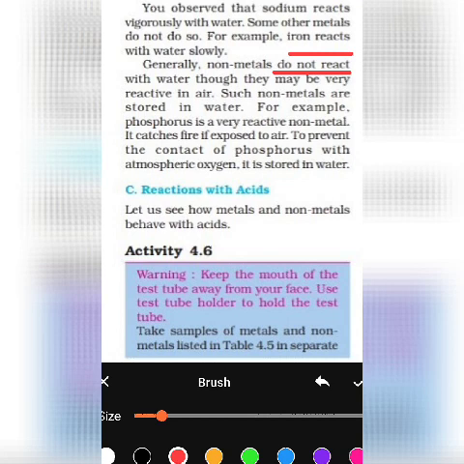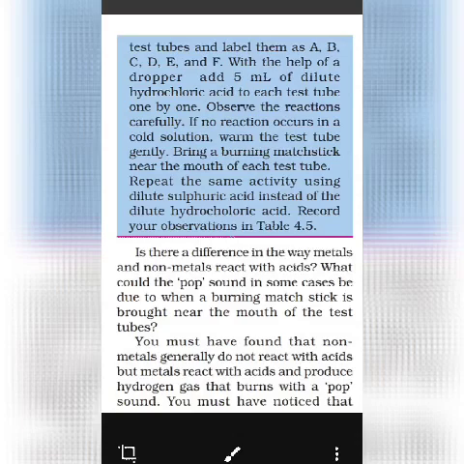This was the reactivity of metals and non-metals. Now, reaction with acids. How do metals and non-metals behave with acids? This is an activity-based explanation where you will read that metals and non-metals react in a different way. There is an activity described, activity 4.6, where we will take different samples of metals and non-metals and study how they behave differently.